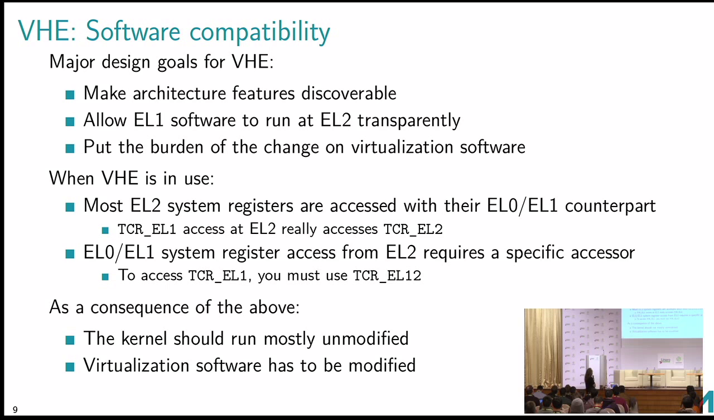So when the virtualization host extensions are in use, most EL2 system registers can actually be accessed with their EL1 accessors. They are transparently upgraded. So in this example, if you want to access the translation configuration register, you will use the EL1 accessor at EL2 transparently, like you do it today in a v8 kernel. But that will effectively access the equivalent register at EL2.